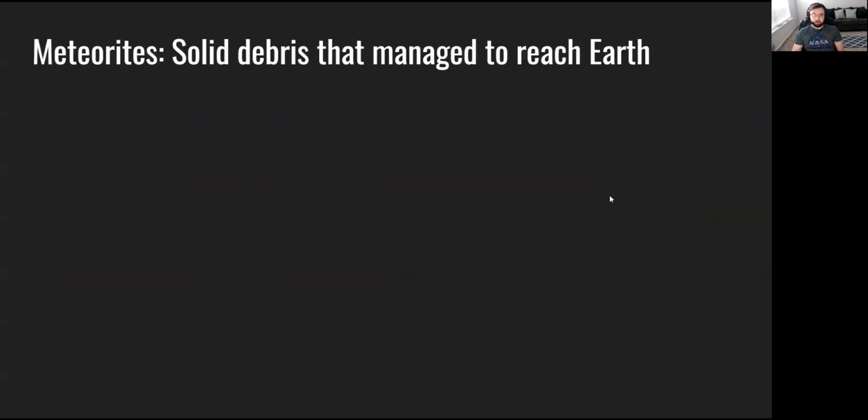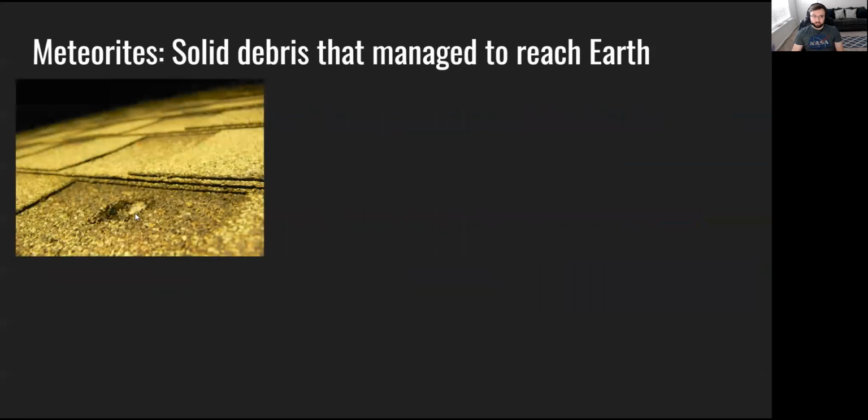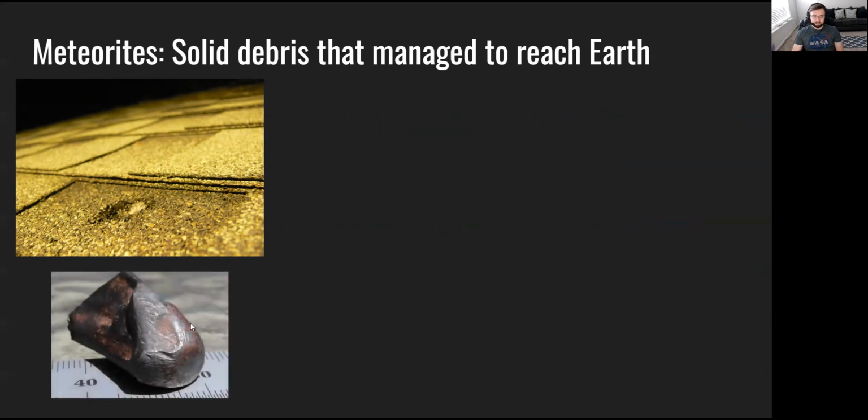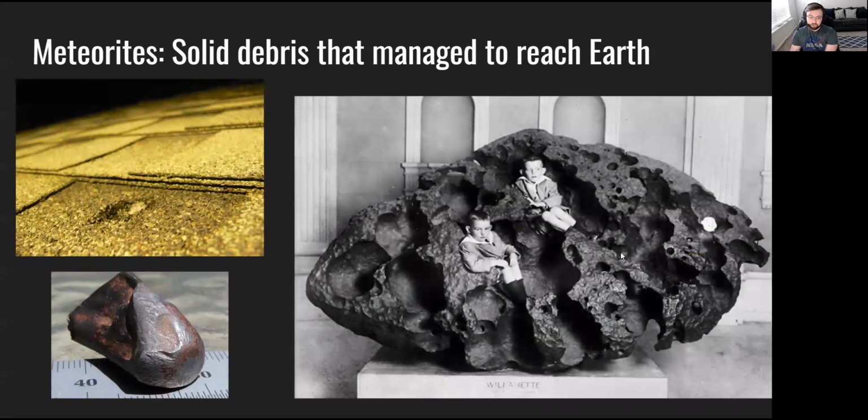So meteorites are just solid debris that actually managed to hit the ground. They range in size from something absolutely tiny. This is someone's roof. There is a tiny little crater left behind by a meteorite. Here's a tiny meteorite. So they can be very small, or they could be quite large. You may not have noticed the kids sitting inside of this meteorite.